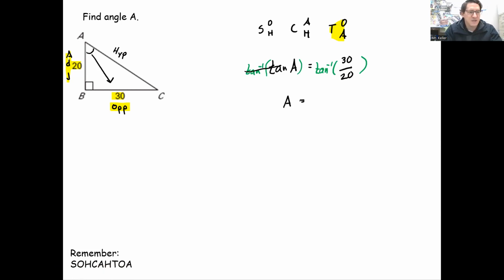You get A is equal to the inverse tangent of 30 divided by 20. Make sure if you're putting this into a calculator, you close off the parentheses. Close off the parentheses when you're doing this, because it might give you some angles you don't like. The inverse tangent of 30 over 20 is 56.3, and that's it. So that angle is 56.3 degrees.